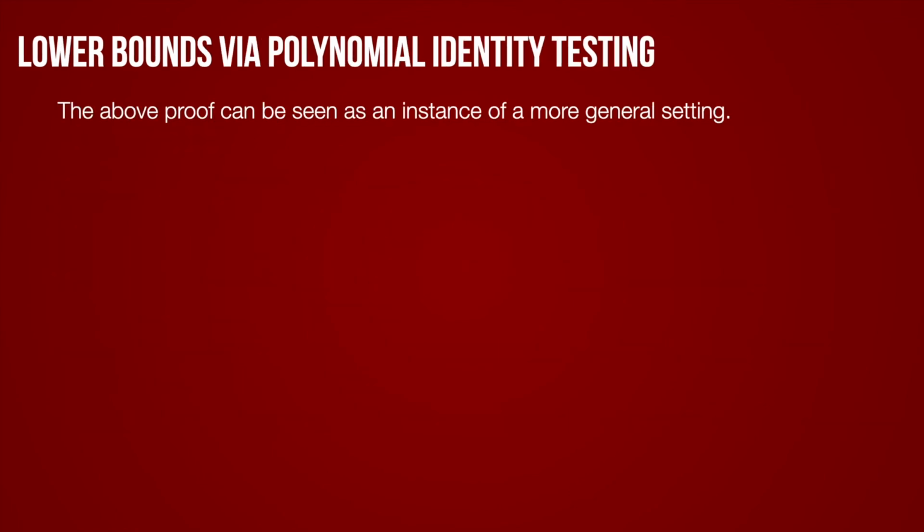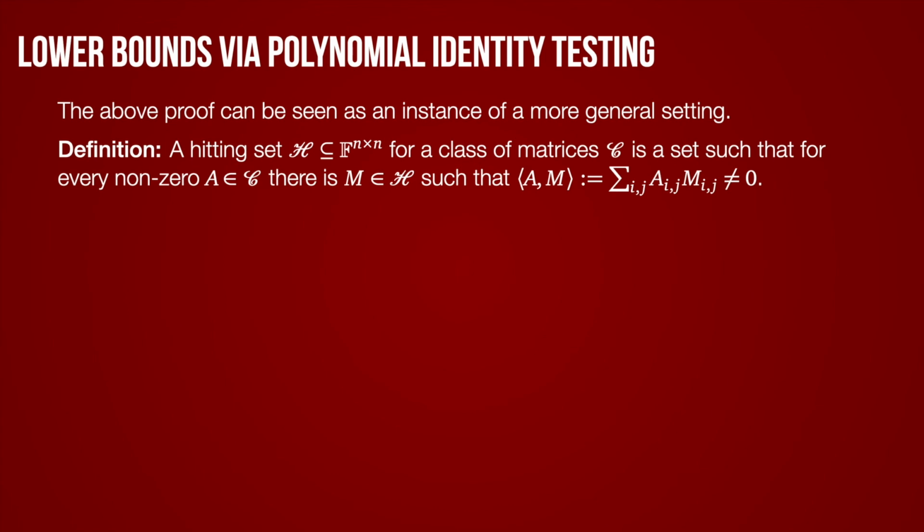It might be a little bit hard to see the way I presented it, but this proof is actually a special case of a more general setting, which is related to polynomial identity testing. So let's define what is a hitting set for matrices. A hitting set for a class of matrices C is a set of n by n matrices, such that for every non-zero matrix A in the class there is some M in the hitting set, such that the inner product between A and M is non-zero. And the inner product here is the standard inner product when you think of the matrices as vectors.